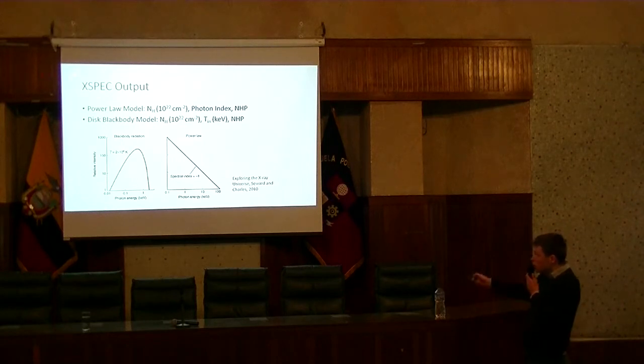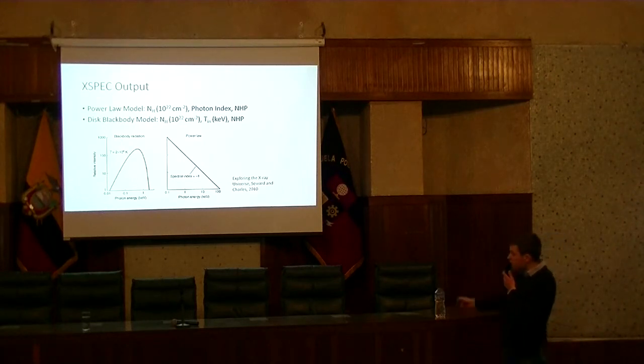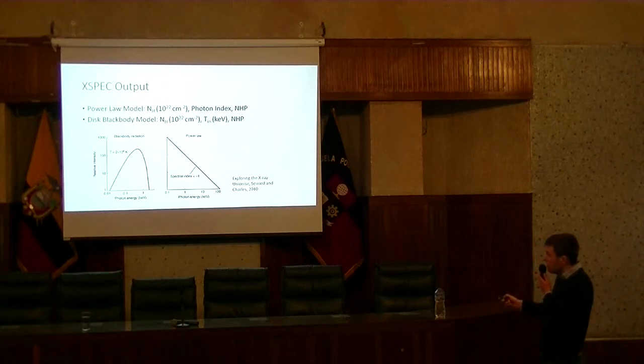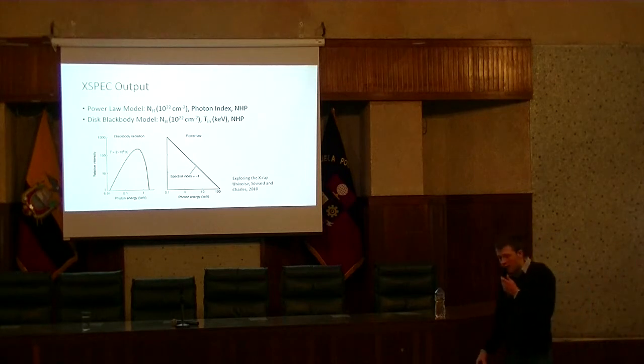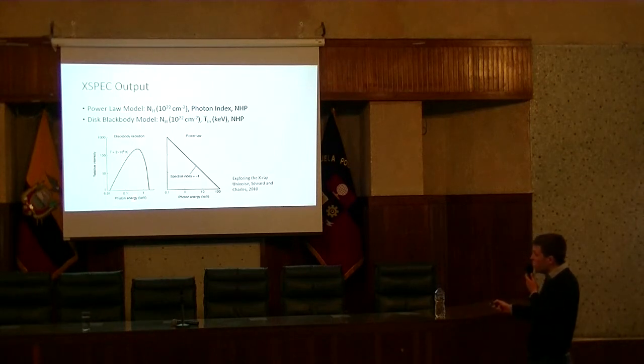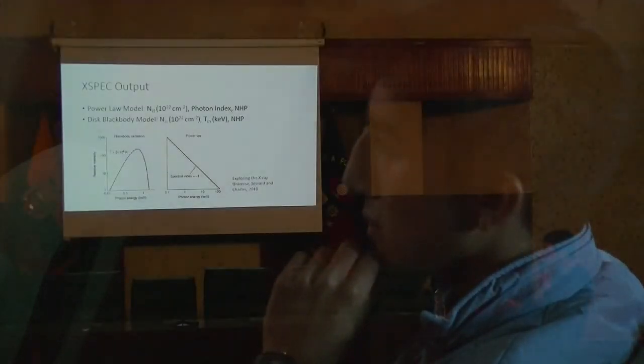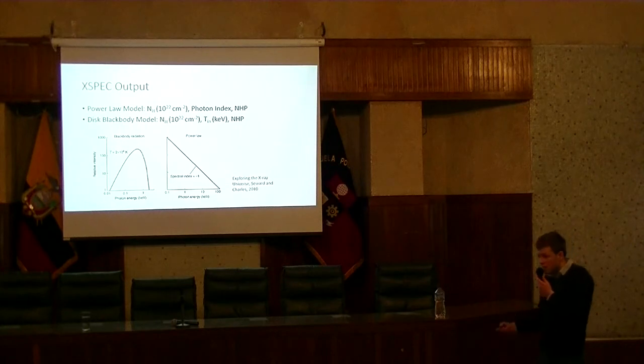So you model the data against the power law, and we have 3 different parameters as the output. We have the column density, the photon index, which is just the gradient of the power law, and the null hypothesis probability, which tells us how well the data fits the model. For the disk black body model, again, column density, null hypothesis probability, and also the inner disk temperature. So this is this here. The curve will look different for a different inner disk temperature.